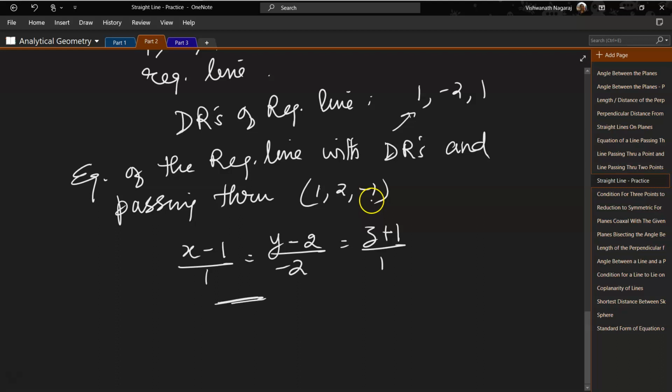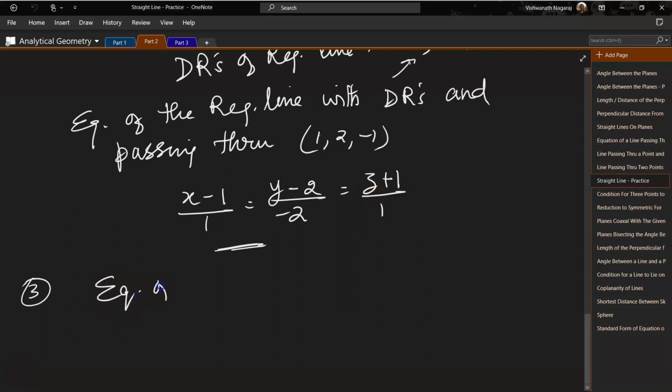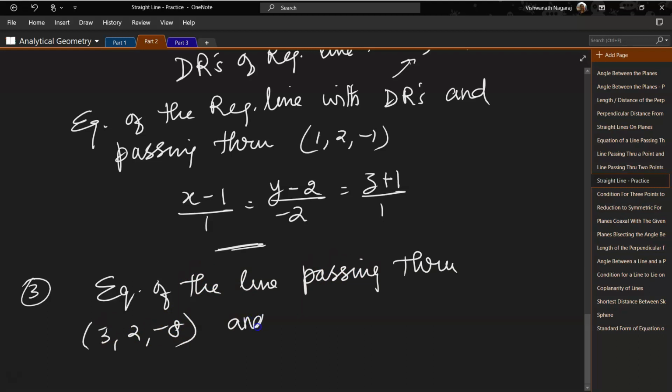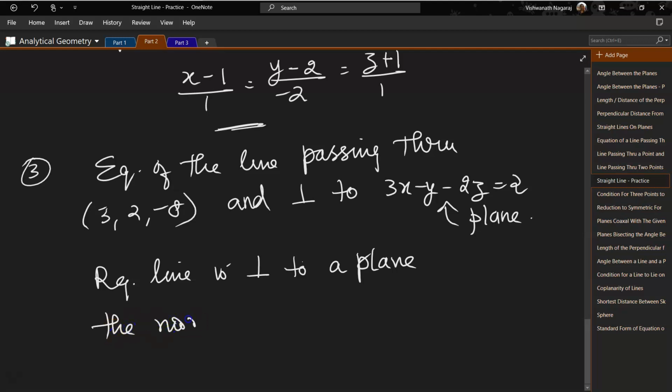Now let's take the next problem. The third problem is we have to figure out the equation of the line passing through 3, 2, minus 8 and perpendicular to 3x minus y minus 2z is equal to 2. Now what is this? This is a plane. The required line is perpendicular to a plane, so the normal to the plane is also perpendicular to the plane.